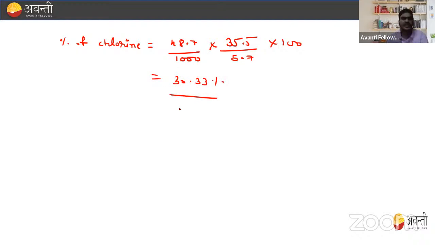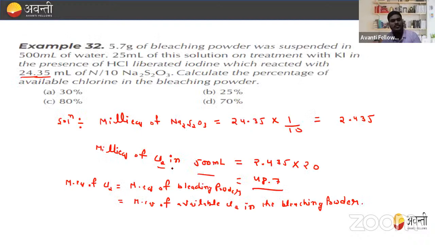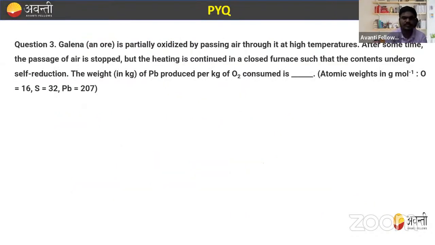So in this question, basically they ask the percentage of chlorine, and you can calculate it by this. So what is the correct answer, beta? Option A is the correct answer for this question. I hope this is clear to you. No doubt? Okay. Right, so this is how we can solve such type of question, and the correct answer is 30.33%.